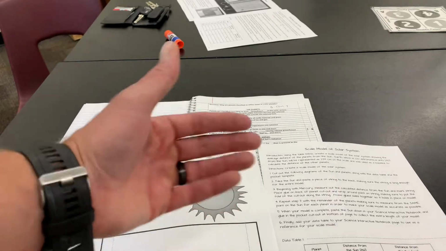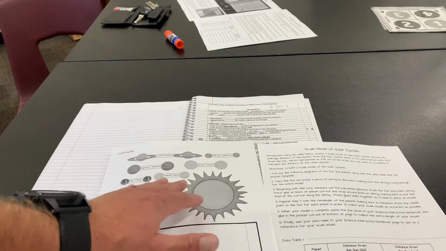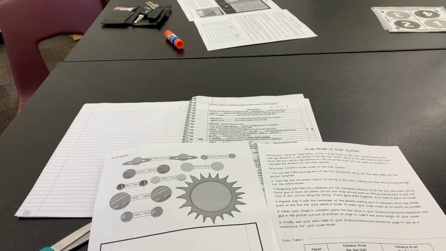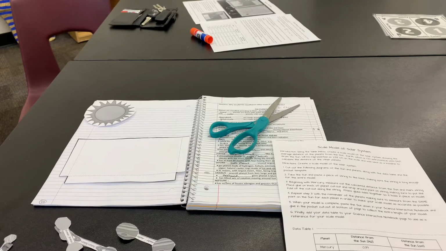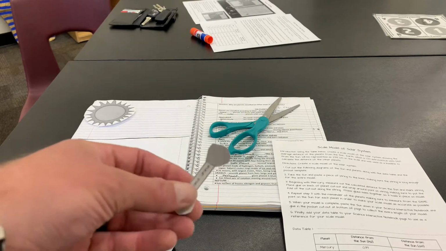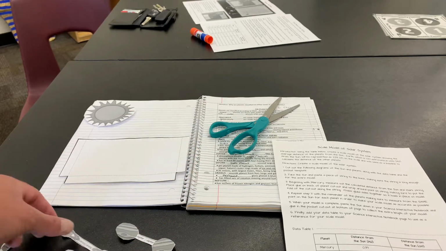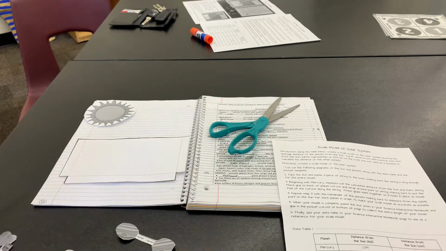Step number one, we're just going to cut out the diagrams of the sun and the planets, and we're also going to cut out the diagram of the pocket chart. All right, so we worked on getting those pieces cut out, and if you were able to get those cut out, I'm sure you did a much better job than I did. I am not great at cutting out these little things, but we all got it done.